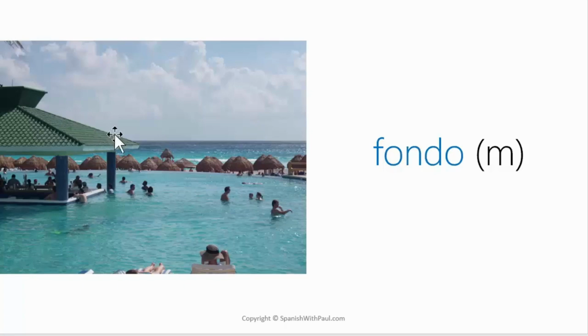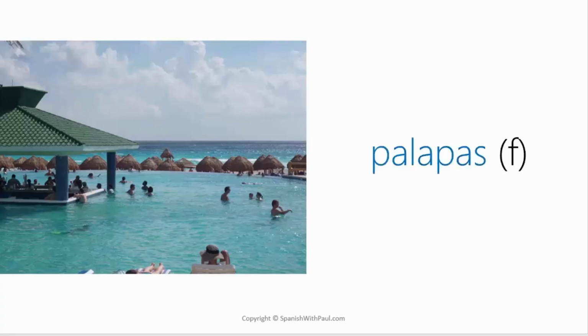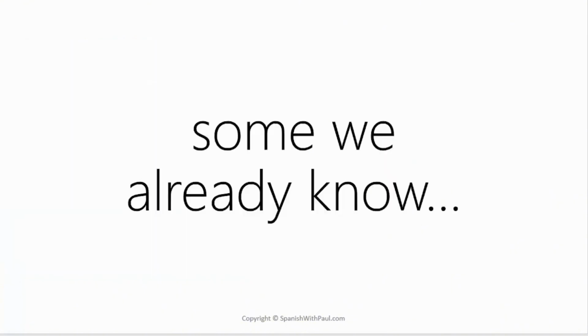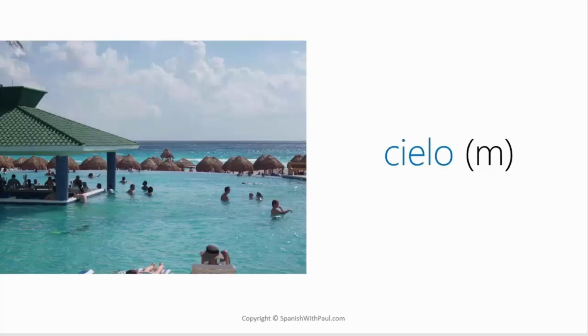Finally, one more, you can see a lot of these little huts here, and these are very common in Mexico on the beaches, especially in the Riviera Maya. They're called palapas. So we have the feminine word here, las palapas. Now you'll find that as you do more and more of these picture vocabulary exercises, words that you learned from the last one will also apply to the next one. So there are some words we already know. For example, sky here is a big part of the image, and we know that is cielo, el cielo. We can also see a lot of people in the pool, and again we know from before that that is la gente.